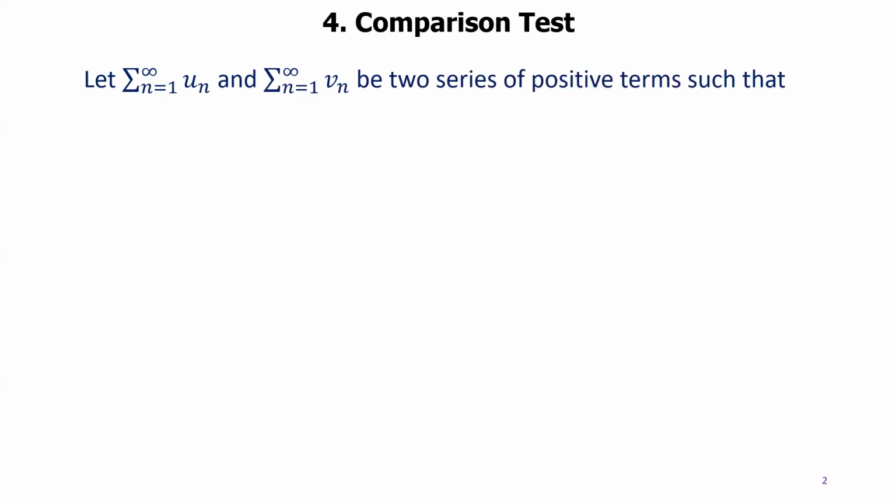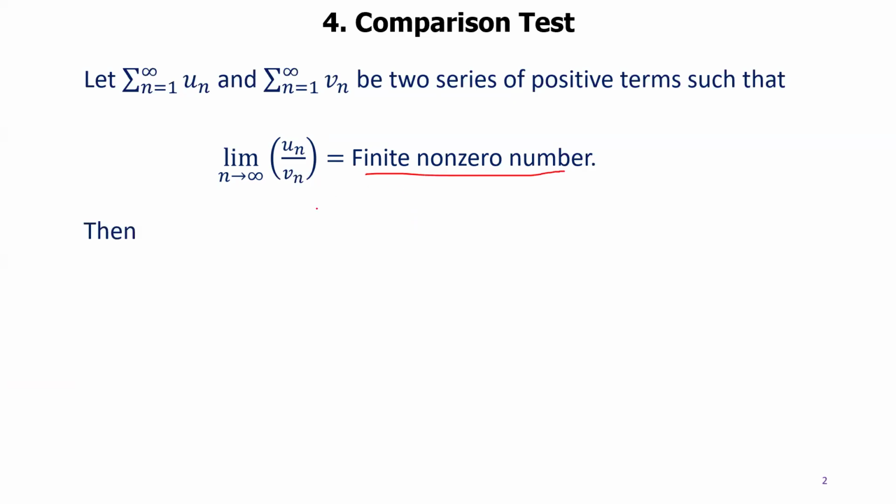Let sum of un and sum of vn be two series of positive terms such that the limit of the ratio of the nth term of the first series divided by the nth term of the second series, that is un upon vn, when n tends to infinity, is equal to some finite non-zero number. Then both the series converge or diverge together. This is called the comparison test.